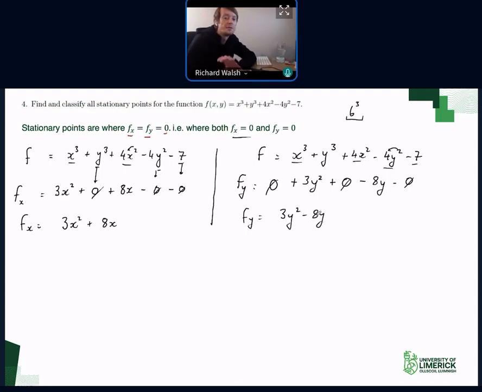Now, to find the critical or the stationary points then, we're going to solve both of those partial derivatives equal to 0. So I'm going to set the first partial derivative with respect to x equal to 0, and I'll solve that for x. So solving that, it's a quadratic in x, so you could use your minus b formula if you want. A would be 3, b would be plus 8, and the constant c would be 0. There is no constant value there. But we don't have to use the minus b formula. We can just factorize x out of this.